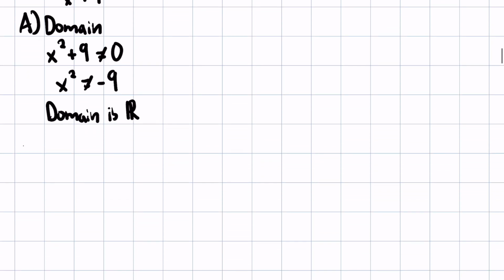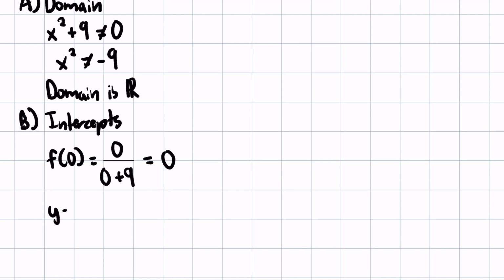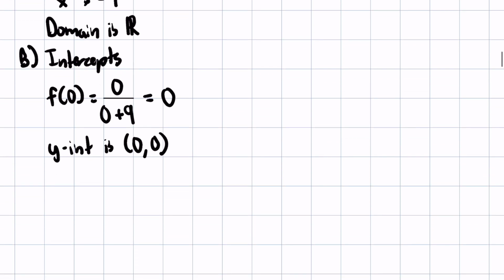Next, we move on to intercepts. So to find the y-intercept, we plug 0 into the function, so we find f of 0. So that's going to be 0 over 0 squared, which is 0, plus 9. 0 over 9 comes out to 0. So our y-intercept is going to be (0, 0).